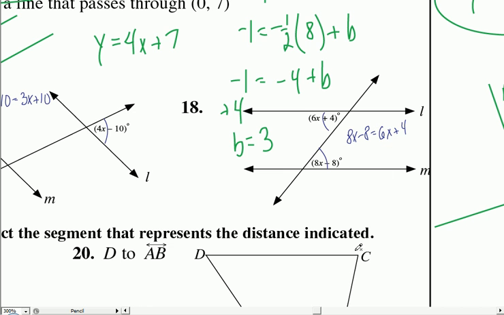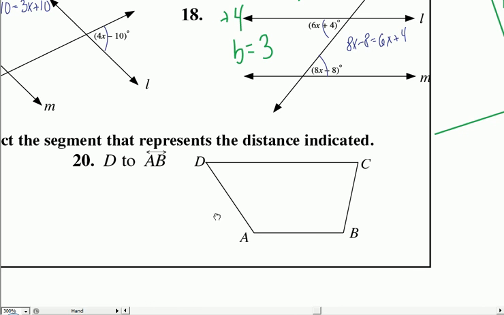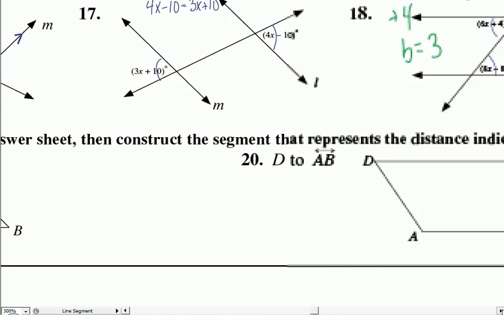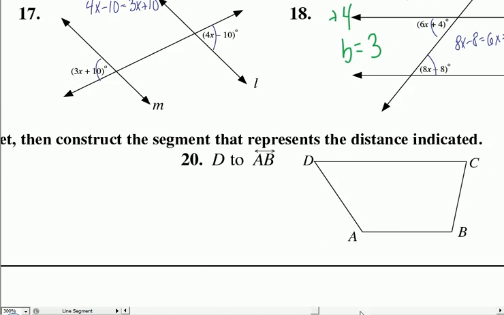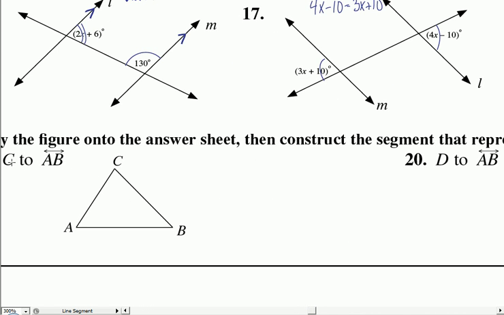Nah, that's not really plug and chug. All right, let's see what this is about down here. I made this really easy for you. Look, it says copy the figure on your answer sheet, okay, whatever. But it says construct a segment that represents the distance that's indicated. The distance from C to AB.